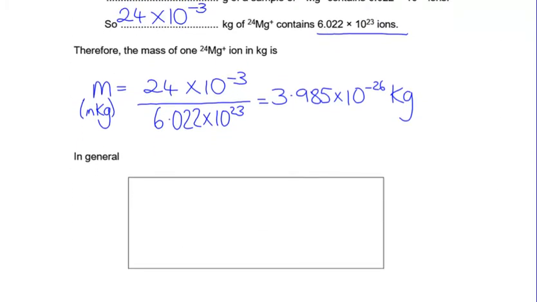So a very, very tiny mass. If you wrote that out, remember that you'd be seeing 25 noughts before you saw that first number. So 0.00000, 25 noughts before you saw that first number.